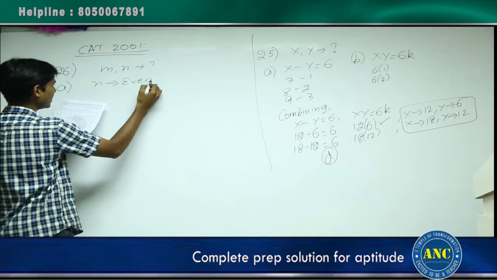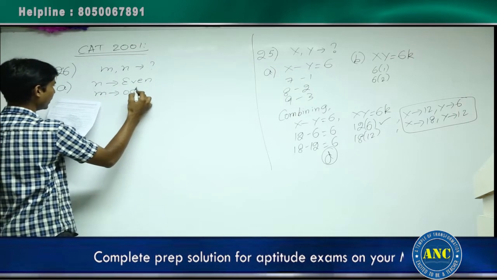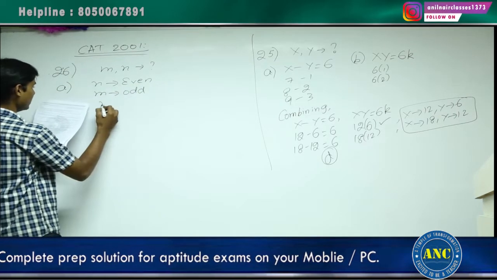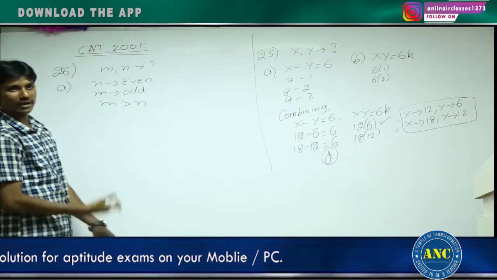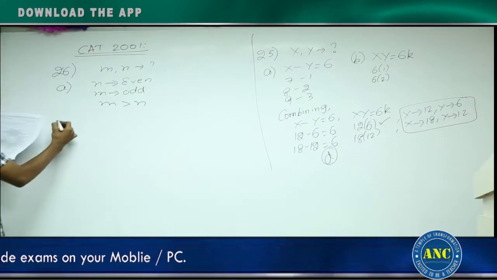Statement 1. N is an even integer. M is an odd integer. M is greater than N. Can you find out the values? Definitely you cannot find the values uniquely.